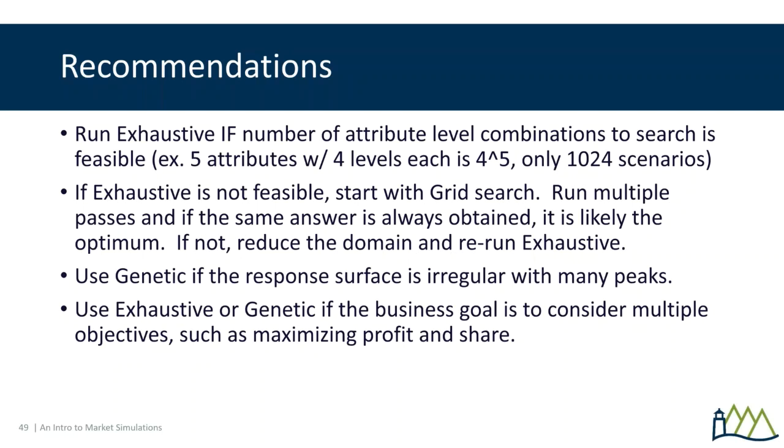So in the cruise example, if we found that the Eastern Caribbean is always winning in the grid search, but it's just the different combinations of stateroom and price that are varying, then let's force fit our Carnival cruise to go to the Eastern Caribbean, and then let's run the Exhaustive on the remaining attributes and reduce that search space. From there, we would recommend you use genetic if the response surface is irregular with many peaks. So if you're getting different answers from the grid search, then you might want to use genetic, especially if you don't feel comfortable reducing the domain to run Exhaustive.